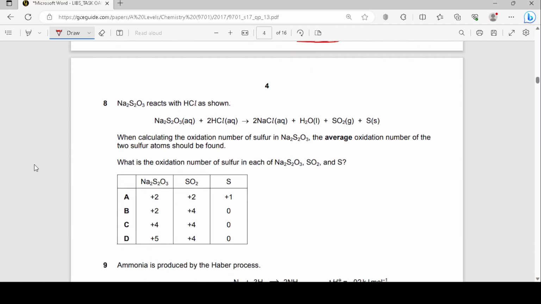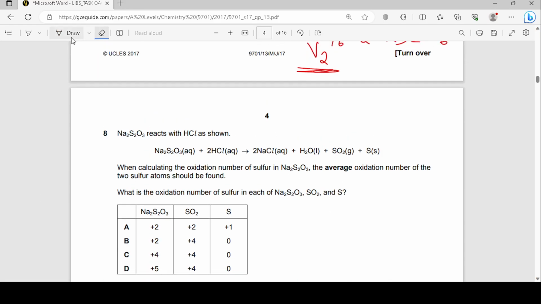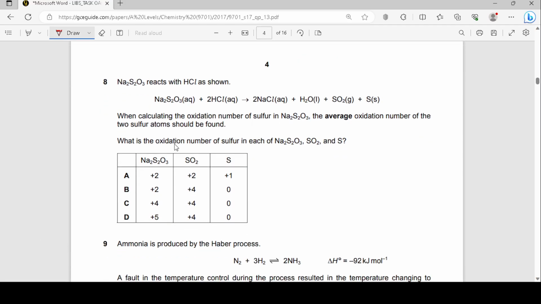Na2S2O3 reacts with HCl as shown. When calculating the oxidation number of sulfur in Na2S2O3, the average oxidation number of the two sulfur atoms should be found. I don't really know why they mentioned this, because isn't that what we always do, kind of? Anyways, let's leave that. Let's focus on the question. What is the oxidation number?